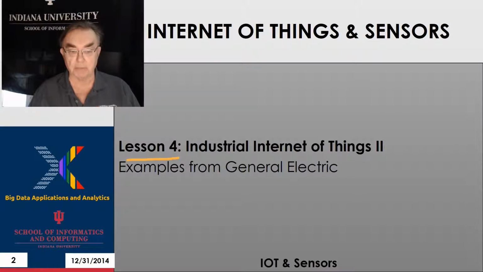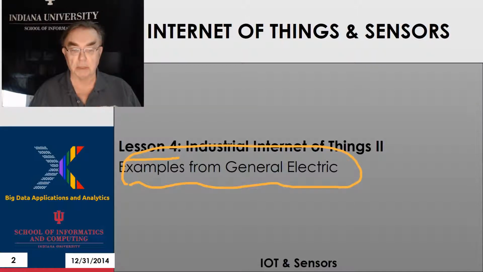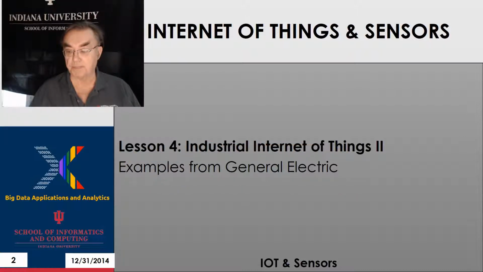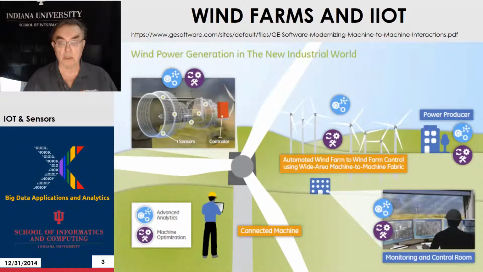So we're on lesson 4 in this unit, and we're doing some examples from General Electric, who are a real pioneer in this area. I'm really impressed by their effort in the Internet of Things. These are just examples from their GE software site. Remember, they have this software division in Silicon Valley with 700 people, grown in the last 3 years.